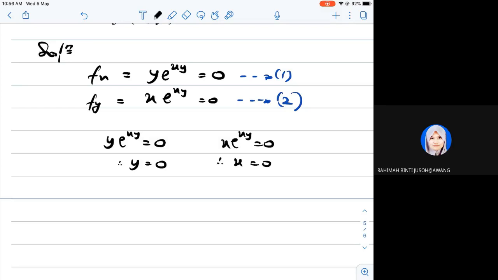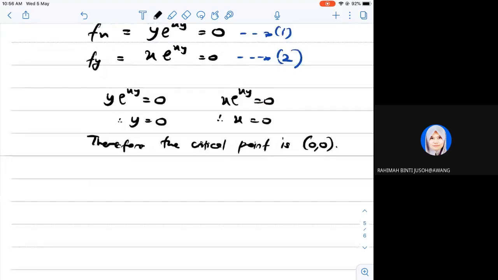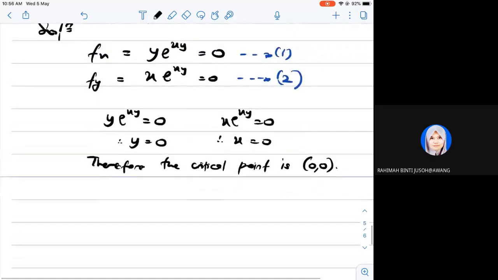So when we substitute 0 dengan 0 dalam equation pertama dan kedua, both will get 0, isn't it? So dia memenuhi kan? Therefore, the critical point is 0, 0. Macam tu. Okay. So now, next we need to find the fxx.